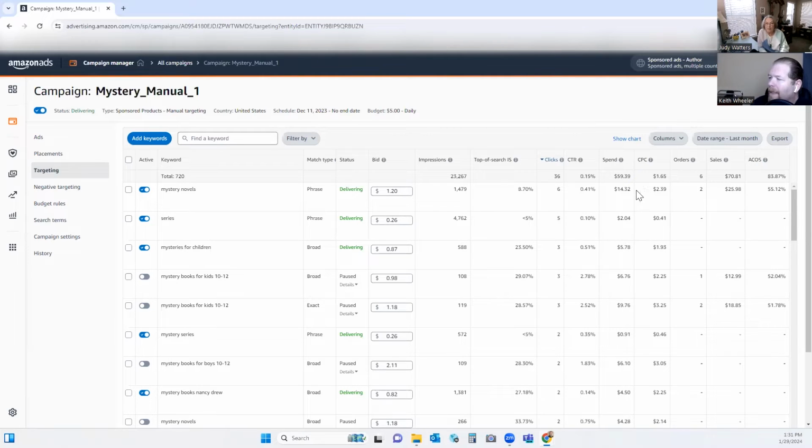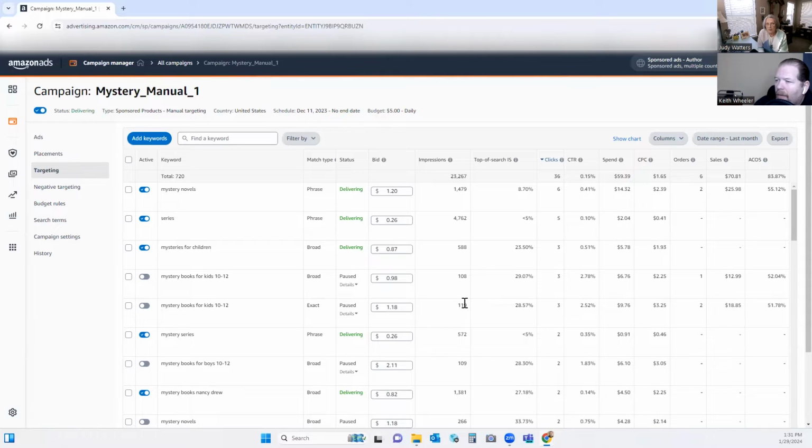So the first thing I would do is the ones that are getting you sales. On some of these, your bids are already pretty high, so I wouldn't go much higher than that. But I would consider maybe looking up these. We actually paused. We might even want to consider turning them back on because they are turning into sales.